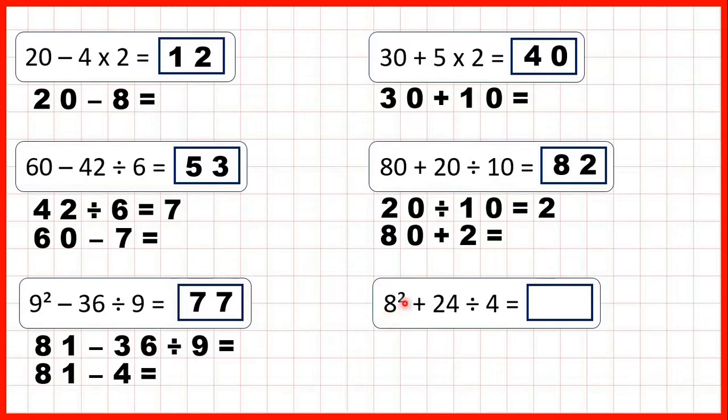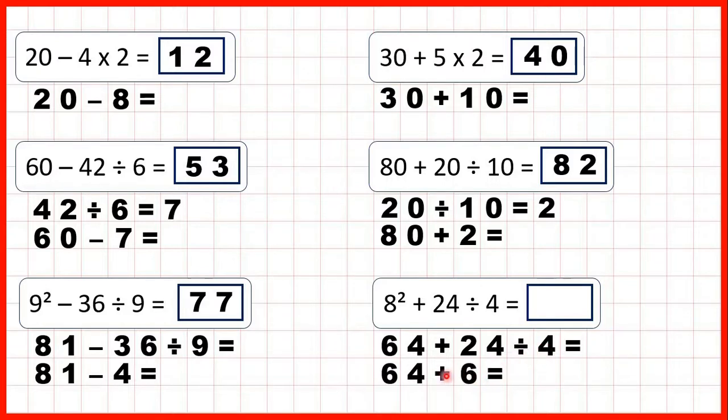Finally, we have 8 squared plus 24 divided by 4. 8 squared means 8 times 8, and that's 64. So we have 64 plus 24 divided by 4, because we do squares or cubes first, and then we do other operations. Now we have addition and division, but remember, we leave the easy stuff to the end, so we need to work out the division first. 24 divided by 4 is 6, so now we have 64 plus 6. That gives us 70 as our answer.